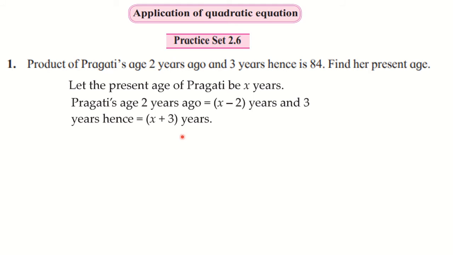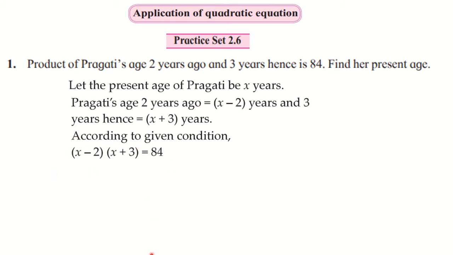So we got these two ages. But see the condition. According to the given condition, the product of these two is 84. Means the product of these quantities, X minus 2 and X plus 3, is 84. Product means we have to write this quantity into this quantity. So write down: according to the given condition, (X minus 2) into (X plus 3) is equal to 84.